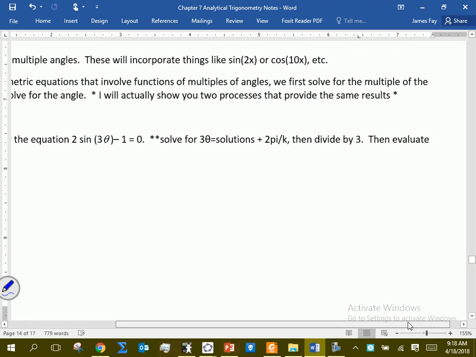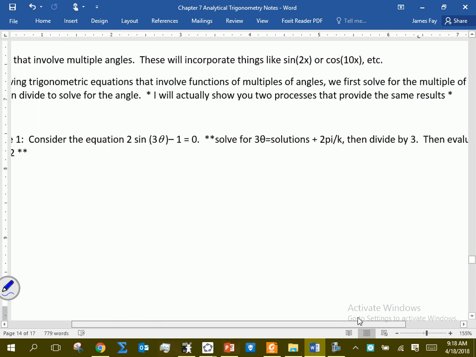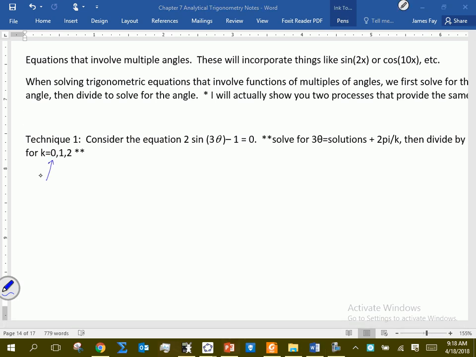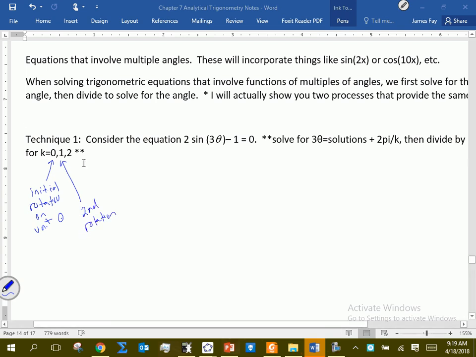The next part is where it's not hard, but they forget to do it. It says, then evaluate for k equals 0, 1, and 2, okay? And what this means is that k equals 0, that is that initial rotation on the unit circle, okay? The 1 actually corresponds to your second rotation, and that 2 corresponds to actually being the third rotation. Does that make sense? Okay.